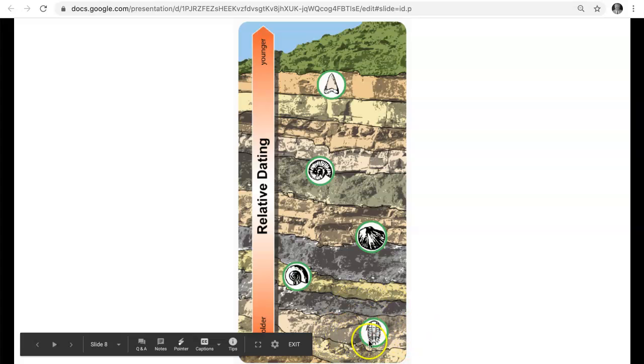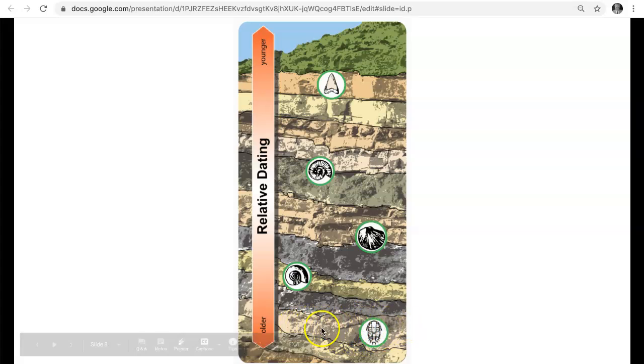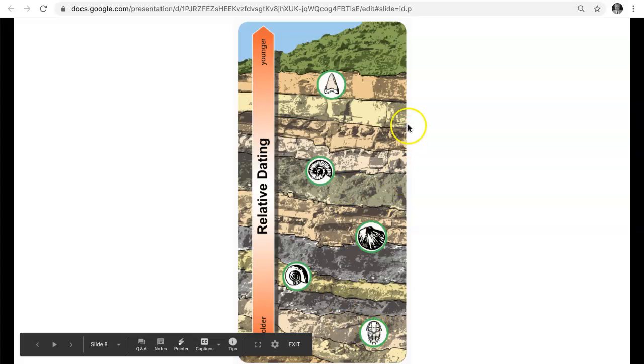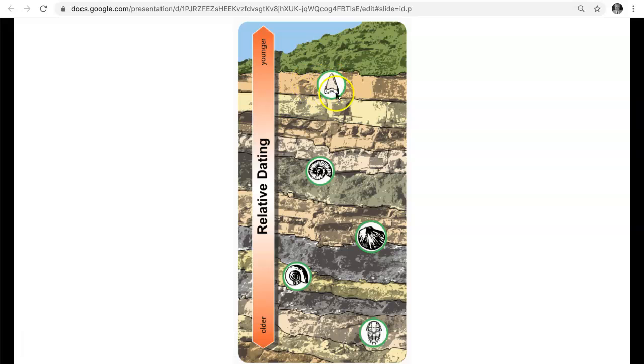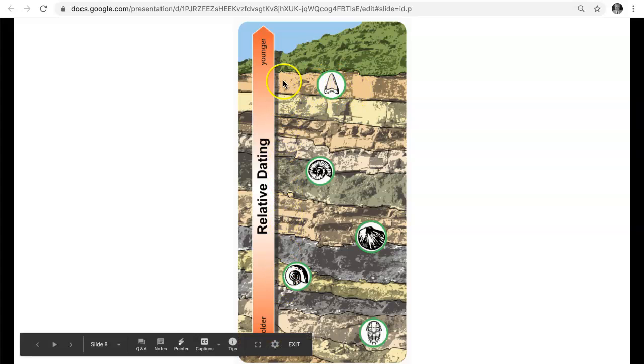If we find down in this rock layer that I'm circling now, that's a trilobite, and we know that most of the trilobites fall in this rock layer. Well, we know that that trilobite is much older than this shark's tooth if we find it up in this rock layer. So as we go up, these are younger fossils. As we go down, older fossils.